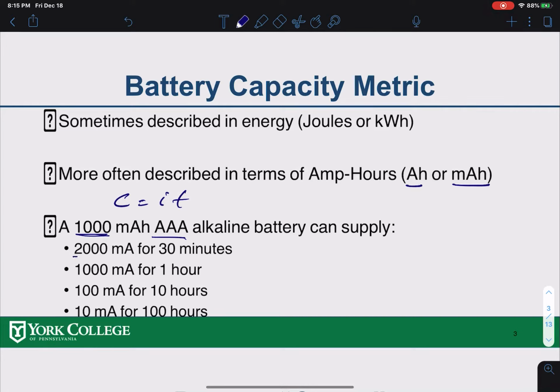But if you take 2000 milliamps, it can only last for 30 minutes. If you take 1000 milliamps, it's going to last for 1 hour. If you take 100 milliamps, it's going to last for 10 hours. If you take 10 milliamps, it's going to last for 100 hours. So that's what it's saying. If you take it at the rate of 1000 milliamps, it can basically last for an hour. The 1000 milliamp hour is the capacity of the battery. It depends how much you're taking out, and that's how long it's going to last.